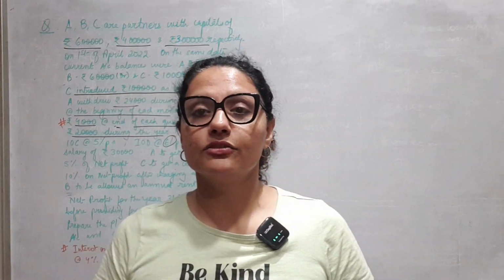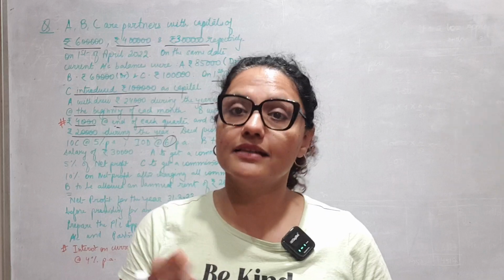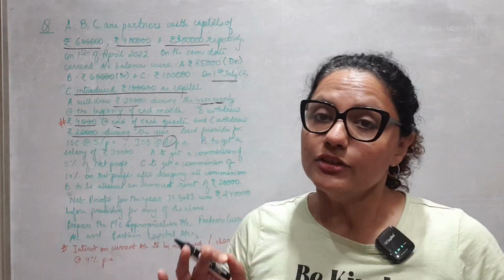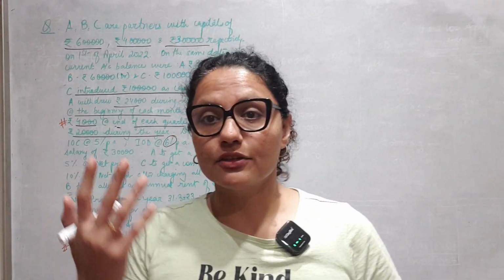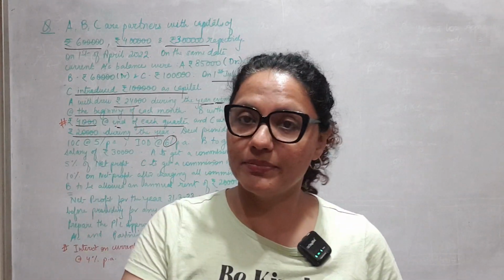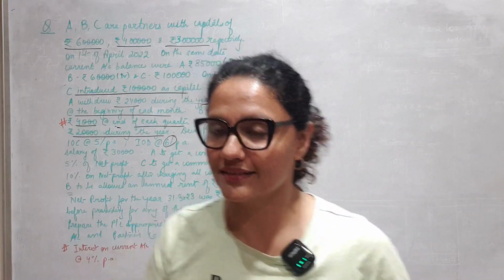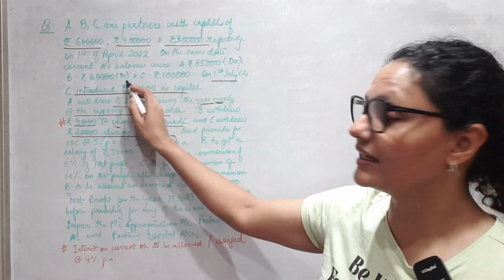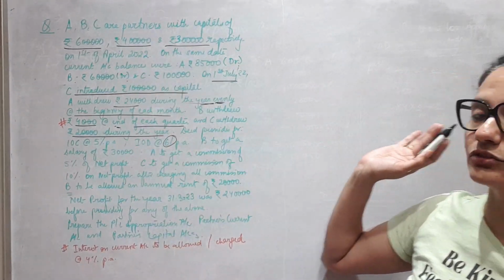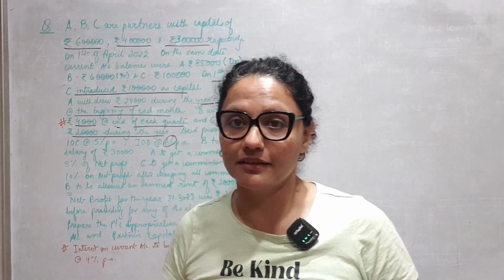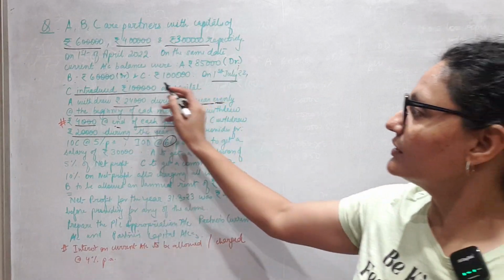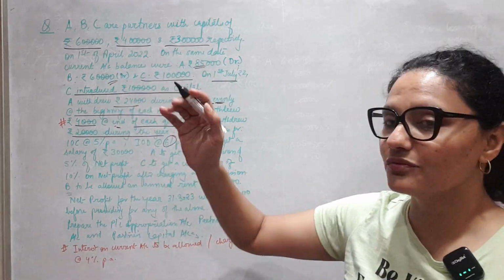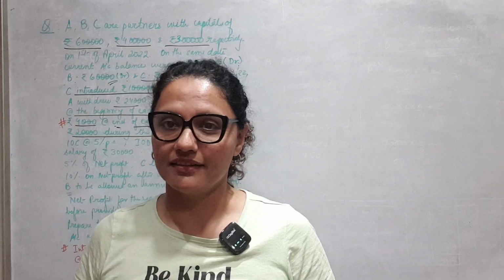You allow interest on current account when there is a positive current account balance, meaning a credit balance. But you charge interest on current account, just like you charge interest on drawings, on a debit, negative current account balance. So here we have A with a debit balance of current account, B also with a debit balance, and C a credit balance, because nothing is given, I consider it as a credit balance of 1 lakh. So C will be getting interest on current account, whereas A and B will be charged interest on current account.